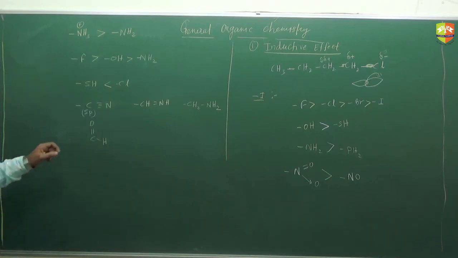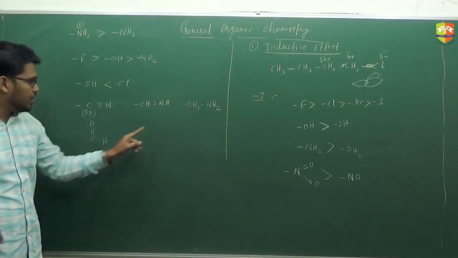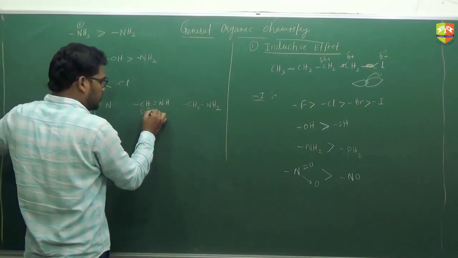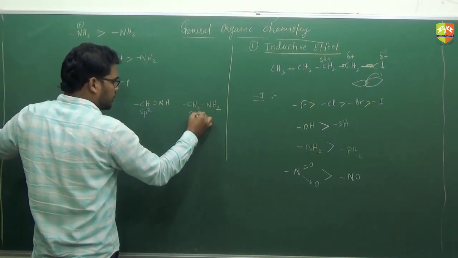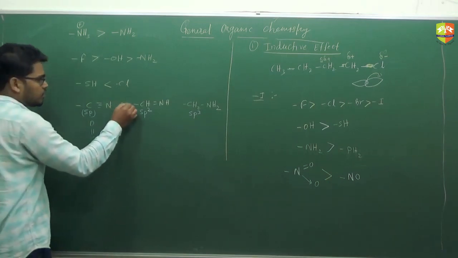First of all, we have to see that the molecule attached is this carbon and this carbon. Okay? So this carbon is sp, and what is this carbon? sp2, and this is sp3. Which one is most electronegative? sp. Why sp? Most s character, 50% s character. Right? So more electron withdrawing nature. Okay? So the order will be this.